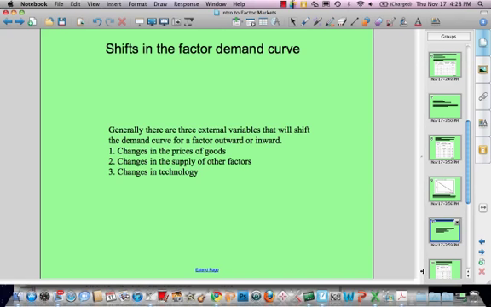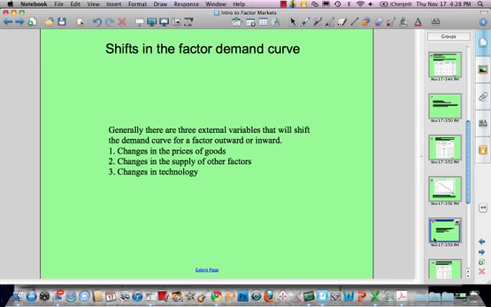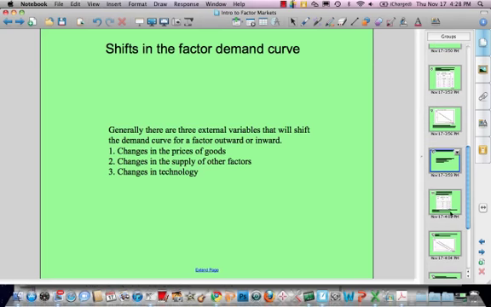Let's talk now about shifts in the factor demand curve. What is going to make this curve shift? So move to the right, move to the left, or you may say move outward or move inward. There are three external variables that'll shift the demand curve. First is changes in the prices of goods. The second is changes in the supply of other factors. And the third is changes in technology, and we'll go through each of those individually.